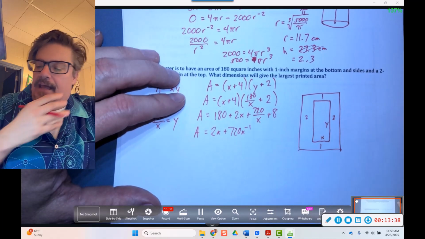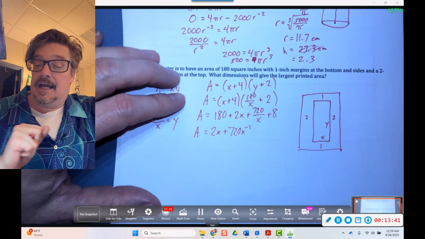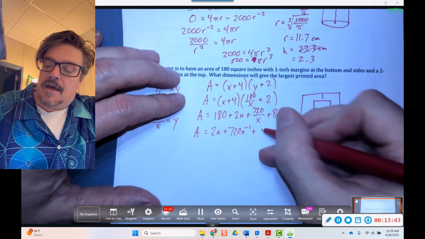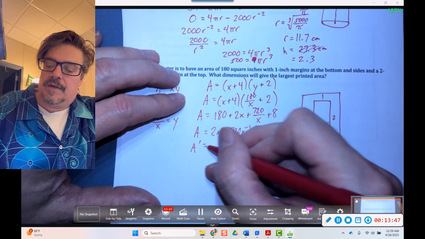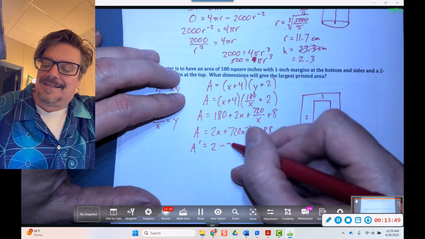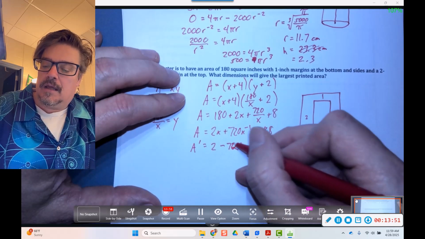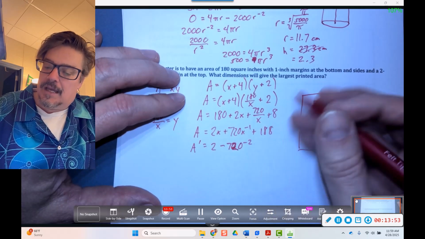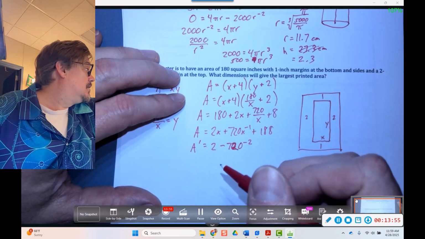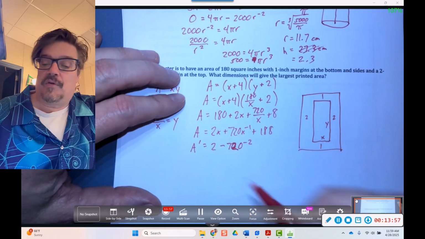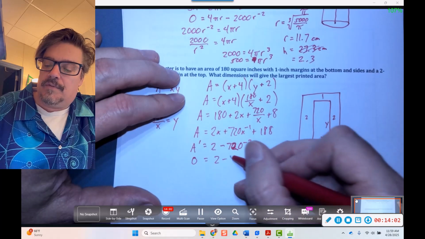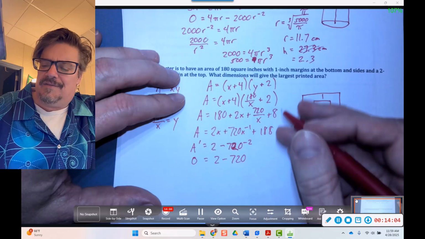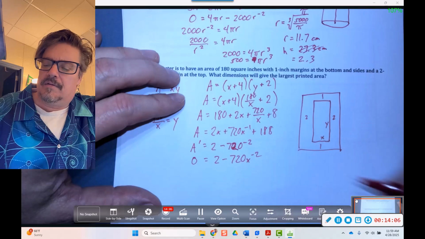Let's make that guy X to the negative 1 because I know I'm going to be taking the derivative. Plus 188. Now let's take that derivative. We get 2 minus 720 X to the negative 2, as it drops a degree. And what we've got to do, my printer made some noise. Okay, we're going to set that equal to 0. Let me rewrite this more cleanly. And I even missed the X there. Okay, there we go. That's the guy.